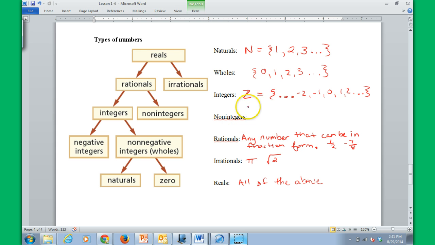A non-integer here could be a repeating decimal. So it could be 3.141414, right? A repeating decimal is still rational. So notice it says it's included in rationals, okay? It could also be 3.75. Okay, anything like that.